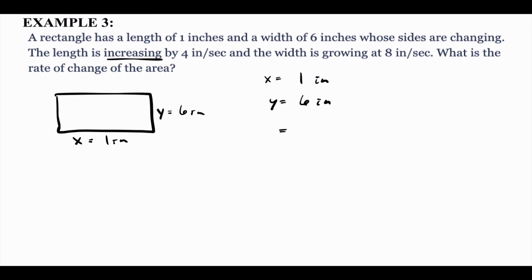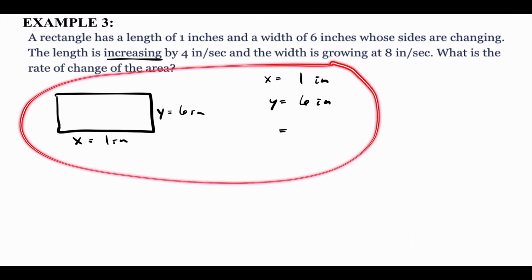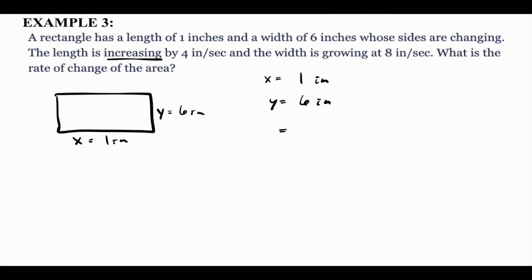Do you see an L anywhere in here? Why not? Because I'm using X and Y. So instead of dl and dt, what can we use? X. There you go. So dx dt, good. Equals what? What is the rate? 4 inches per second. Good.